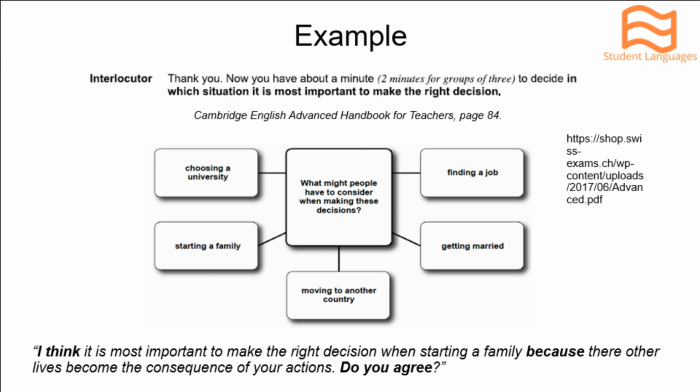So one person might think starting a family is most important, one person might think choosing a university is important, and as long as you show some sort of negotiation, you're expressing your ideas, you're showing an understanding, even if you don't reach the same decision, that's okay. I can see where you're coming from about choosing a university, but I still think that starting a family is more important because you have these other people depending on you.